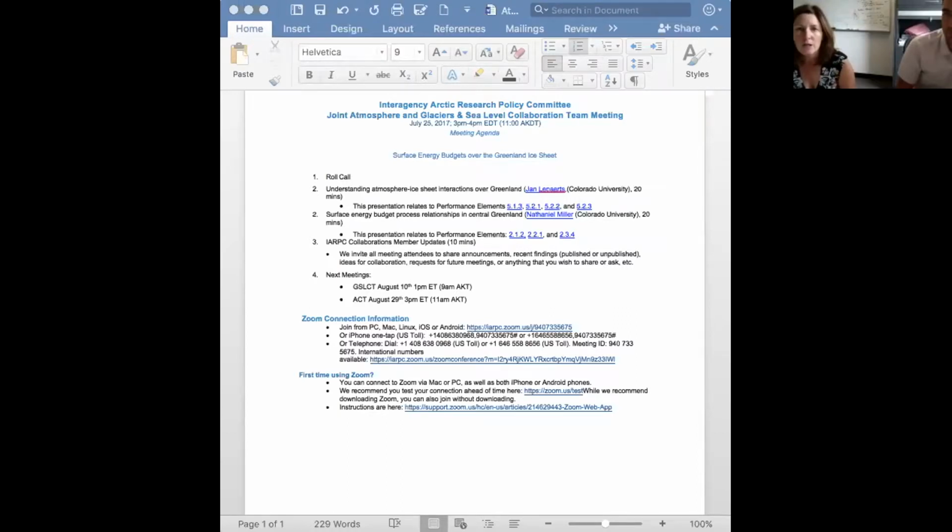And we have a couple of talks. One is from an atmospheric perspective, and we'll address the synergy between clouds over Greenland and the surface energy budget. And then we have another presentation from the glaciers and sea level perspective on ice mass balance over the Greenland ice sheet and drivers of changes there.